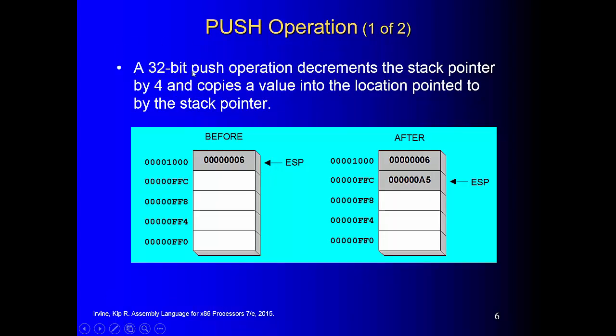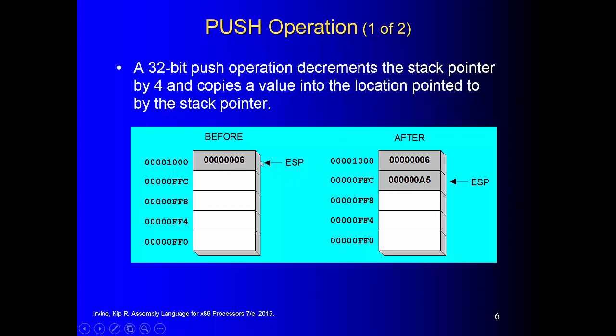A 32-bit push operation can add a value to the stack. Every time we push a value onto a stack, the stack pointer address will decrease by 4 and then copy the value to the location on the stack.